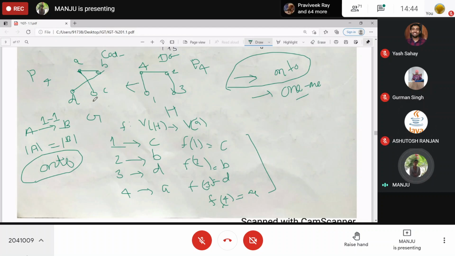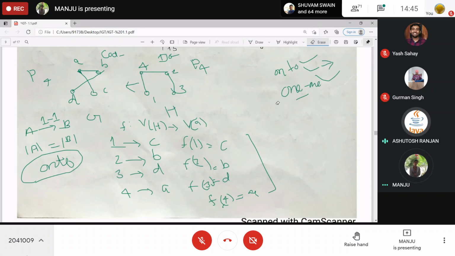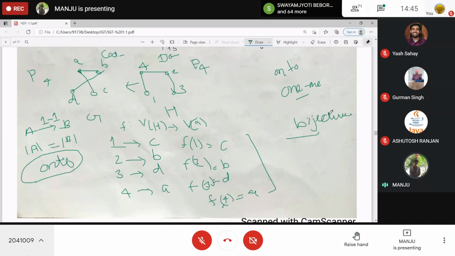So if the orders of the graphs are the same and you are defining a one-one correspondence, then it will become onto as well. That means this is surjective, this is injective. If both, then what do we say? Yes, bijective. So the function becomes bijective, the correspondence becomes bijective. Clear?